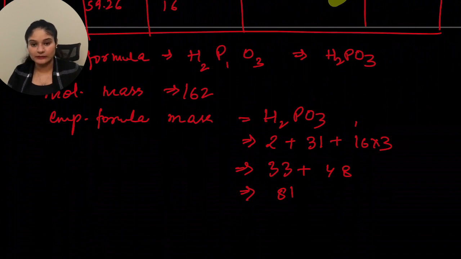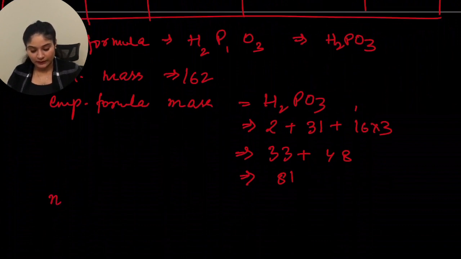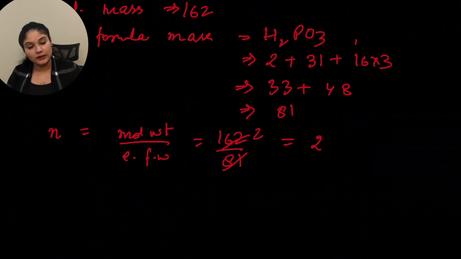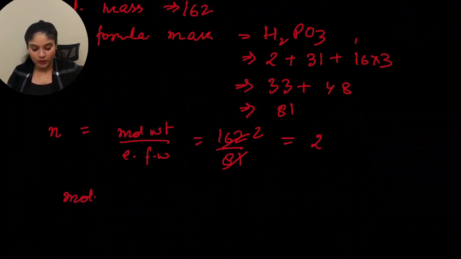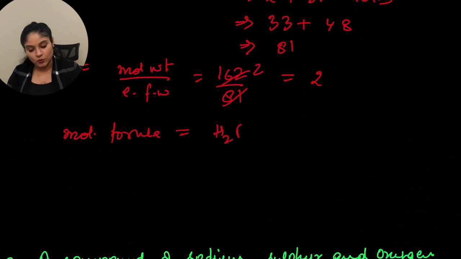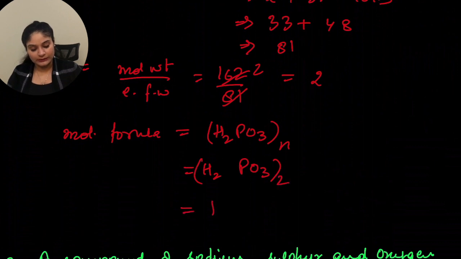Okay, empirical formula mass is given to you now. You're looking for N. N is molecular weight divided by empirical formula weight. So 162 divided by 81, 2. So your N is 2. Now you're looking for the molecular formula. What was my empirical formula? H2PO3. So H2PO3 whole N, H2PO3 whole twice. So H4P2O6. This is your molecular formula.